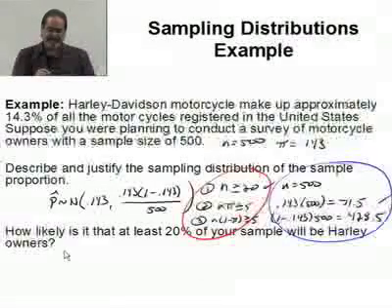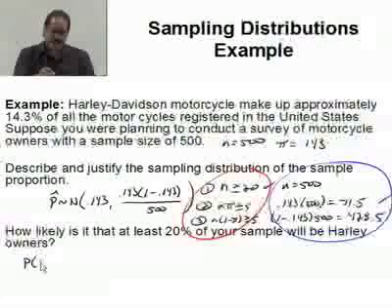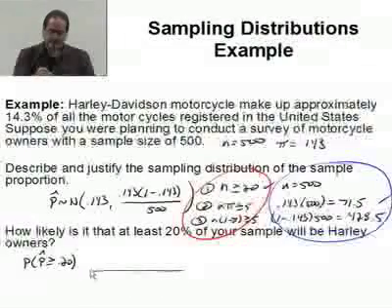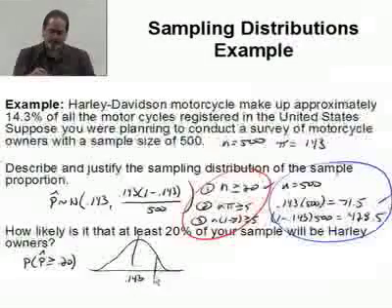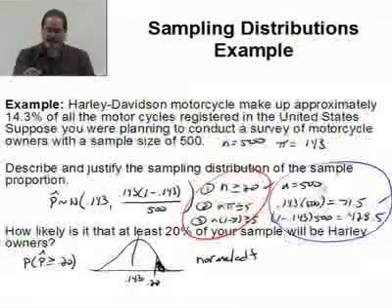Now, how likely is it that at least 20% of your sample will be Harley owners? Well, this is saying what's the probability that if you did this, p hat would be at least 0.20. If I draw a picture, the mean is going to be 0.143. 0.20 is up here someplace. That's the area I'm looking for. So I would use normal CDF. I just justified the normality right here. I justify why this is reasonable.